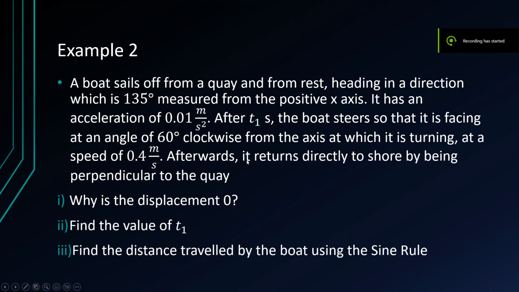This example looks incredibly scary, and that's because it's meant to be, because it's quite mathematically challenging. A boat sails off from a quay and from rest, heading in a direction 135 degrees measured from the positive x-axis. It has an acceleration of 0.01 meters per second squared.